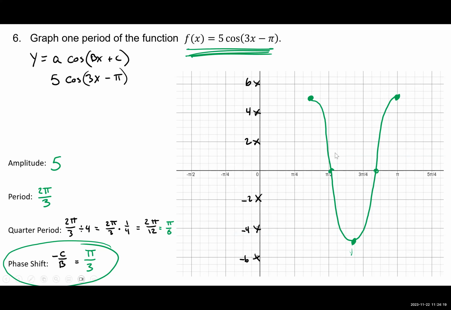Okay, so I'm going to leave it at this. In the next video, we're going to continue on with graphing. We're going to graph the other 4 trig functions. We'll look at the graphs of the tangent, the cotangent, the secant, and the cosecant functions.